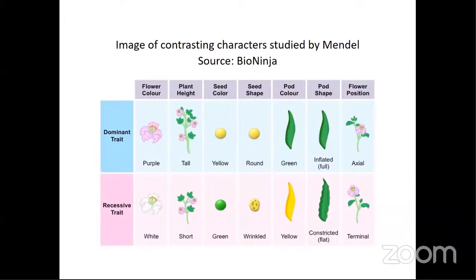He has different seed colors, the yellow color and the green color. And the seed shape could be round or wrinkled. And then the pod of the pea could be green or yellow. You also know that the pod shape could be inflated or constricted, that is flat. And the flower position could be axial or terminal. So these are the different contrasting characters that Mendel studied over those 8 years or so.